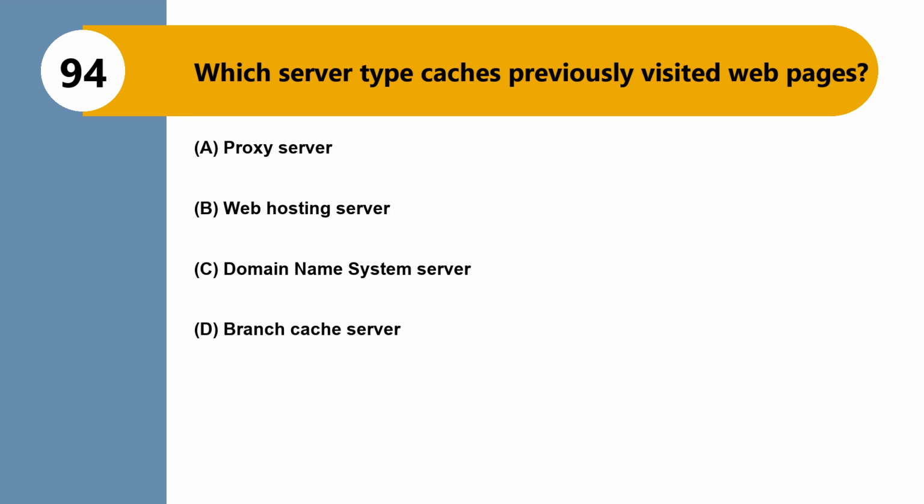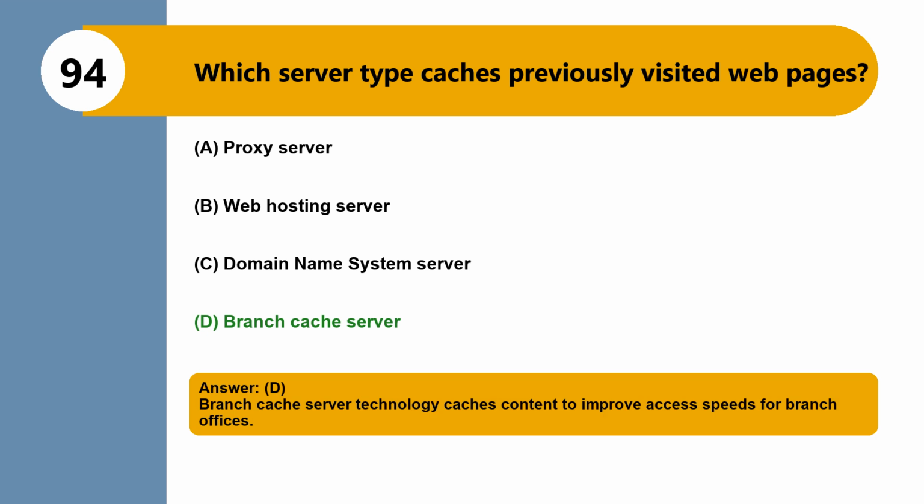Question 94. Which server type caches previously visited web pages? Option A, proxy server. Option B, web hosting server. Option C, domain name system server. Option D, branch cache server. The correct answer is option D, branch cache server. Branch cache server technology caches content to improve access speeds for branch offices.